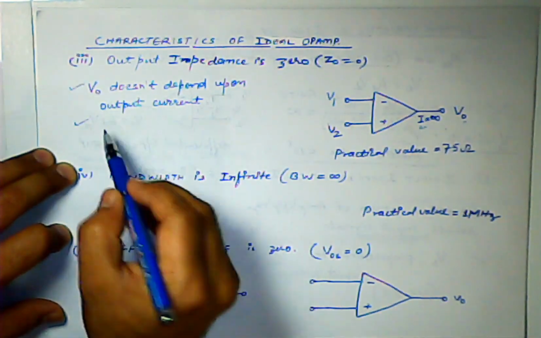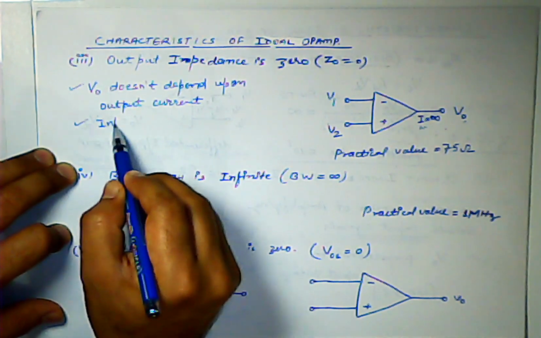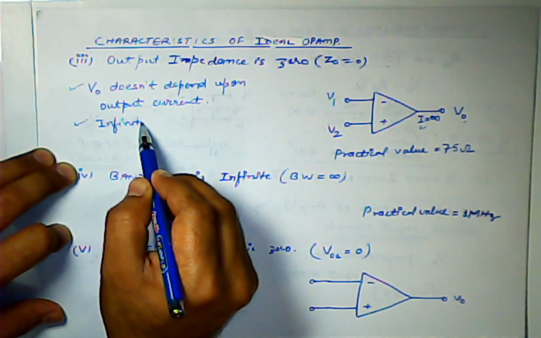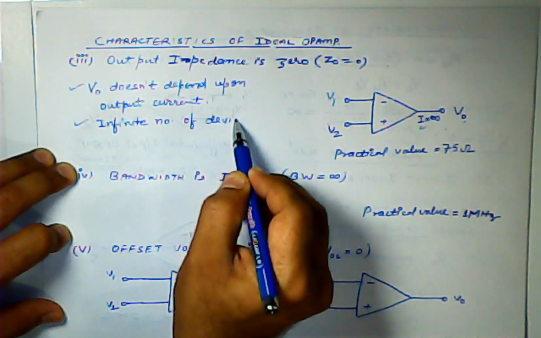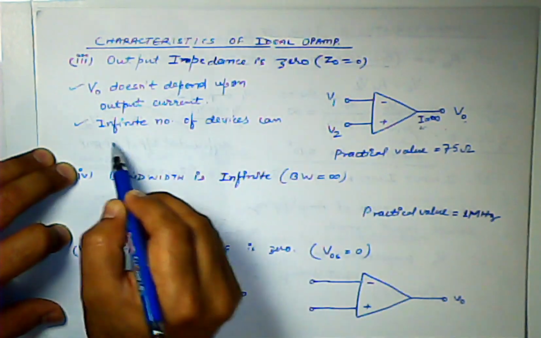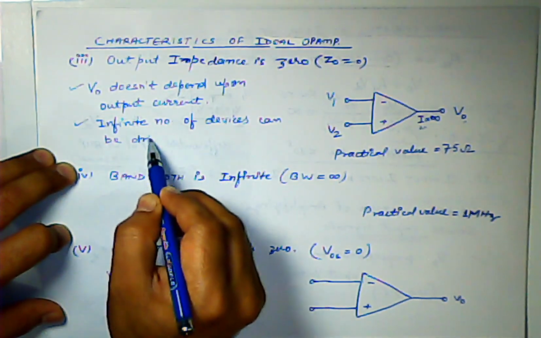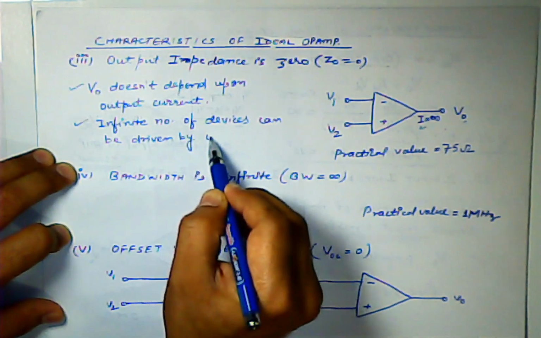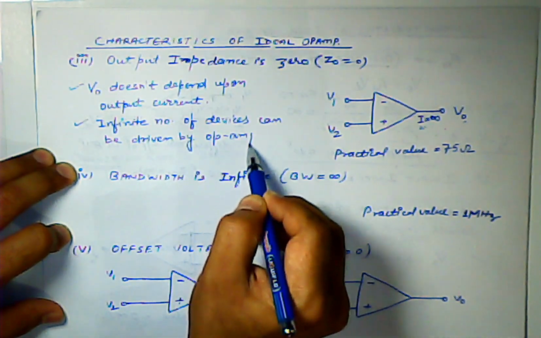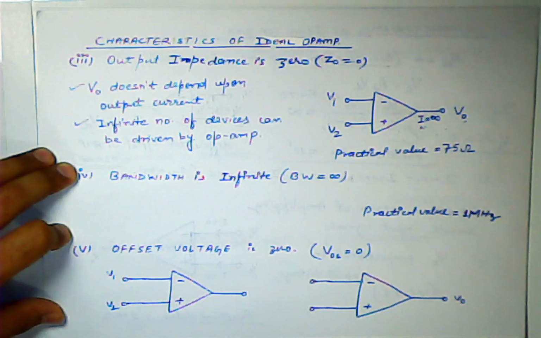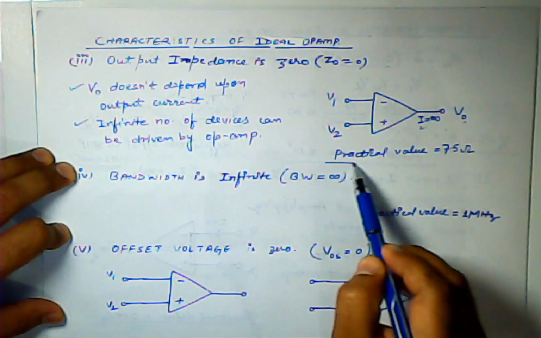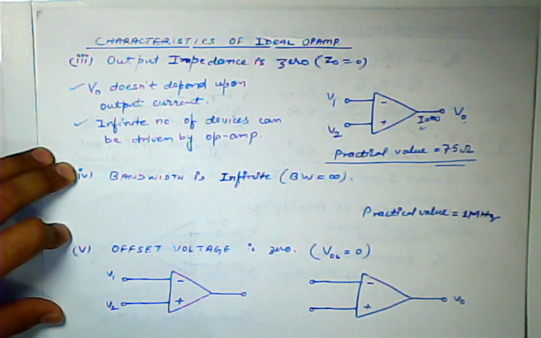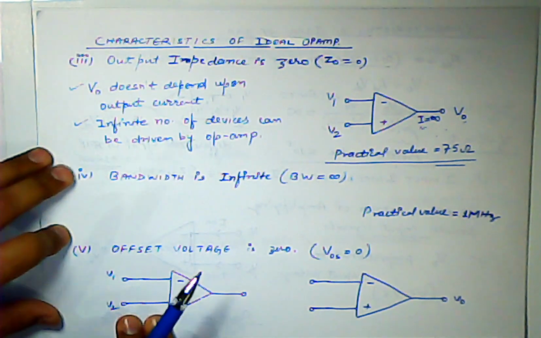So infinite number of devices can be driven by the op-amp. So this is the third property, but this is the ideal condition. The practical value is very small, approximately 75 ohm for an op-amp IC. What is the next thing?